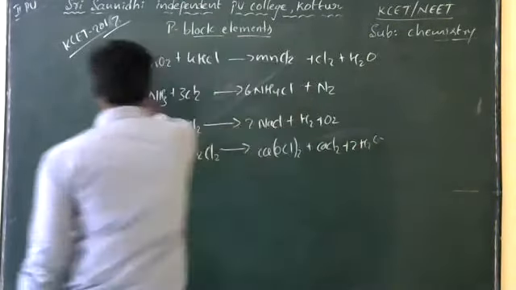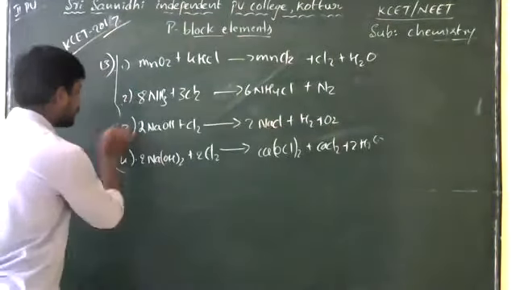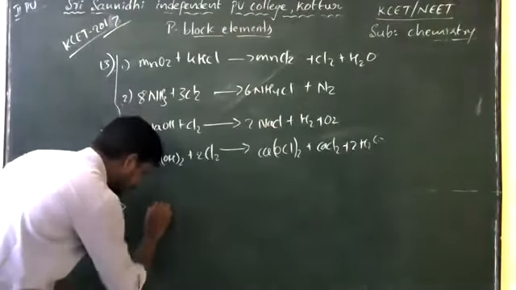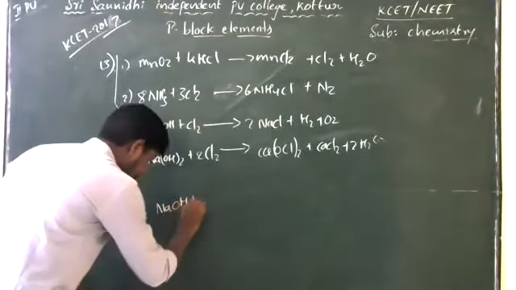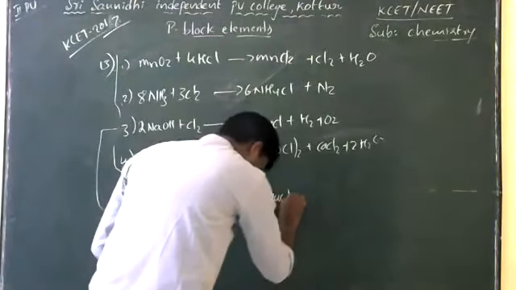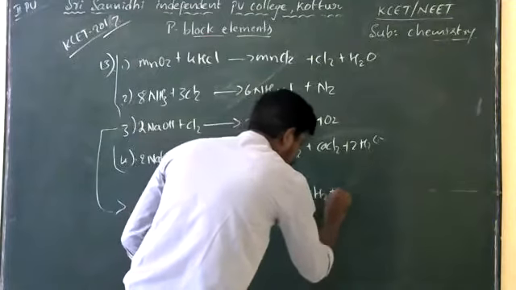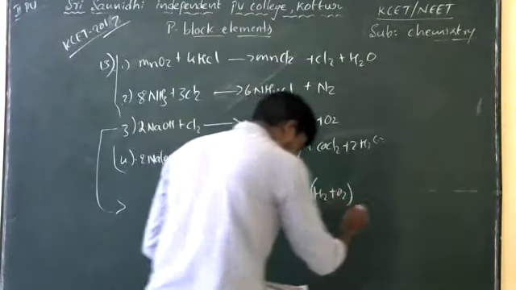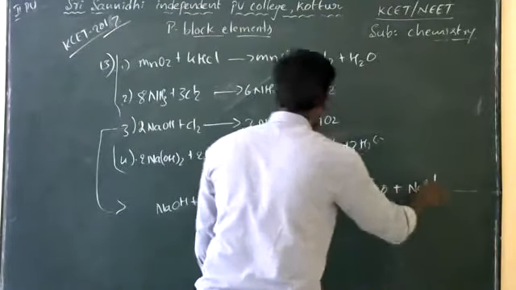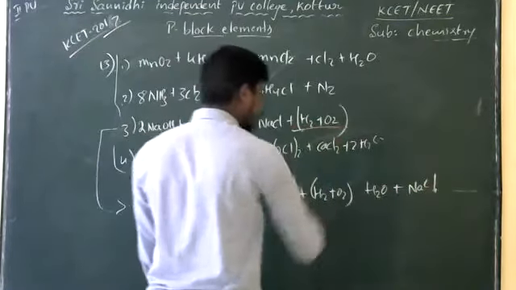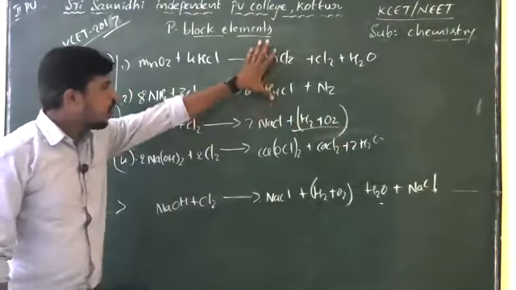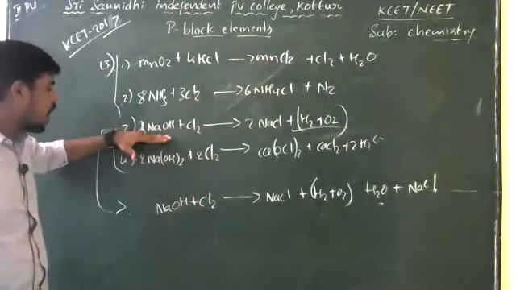Right. So here all the three reactions are correct except the third one. The third reaction is NaOH plus Cl2 gives rise to NaCl plus H2O2, but instead it forms H2O plus NaCl. Instead of H2O2, H2O can be formed. So compared to all these reactions, this is the wrong reaction.